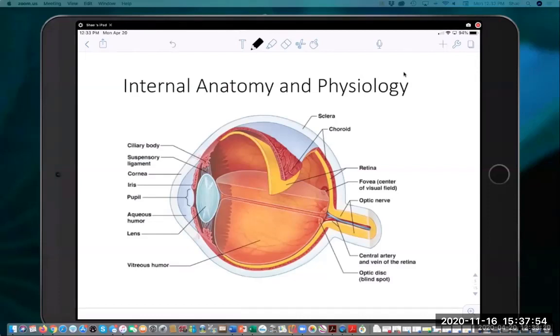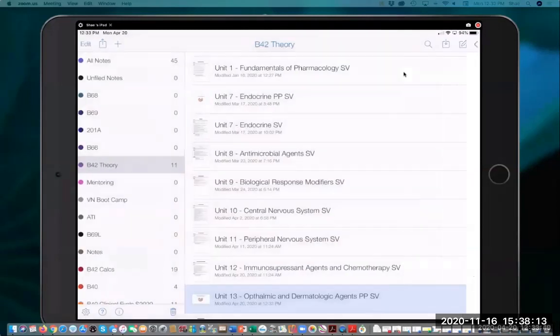And then we also have the central retinal artery and vein. The artery carries blood into the eye and supplies nutrition to the retina. And then the vein carries blood out of the retina. So this is all just some basic A&P, just to remind you. Hopefully all of this is review though.